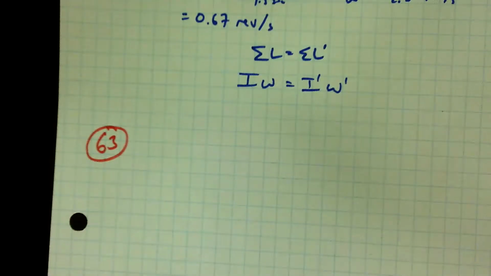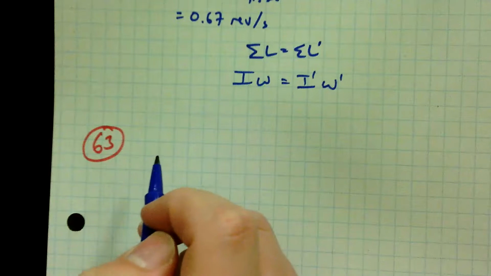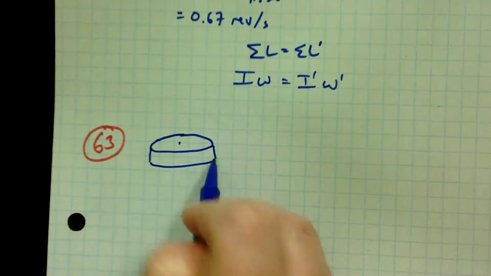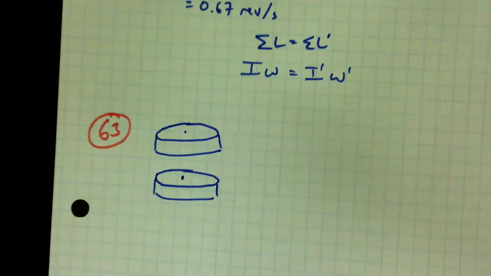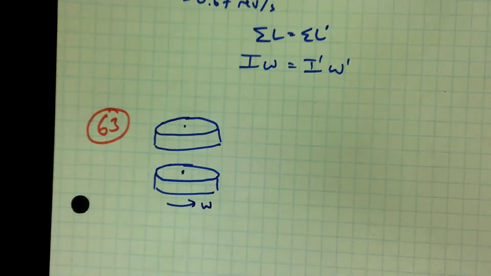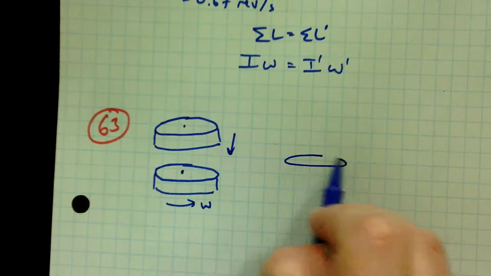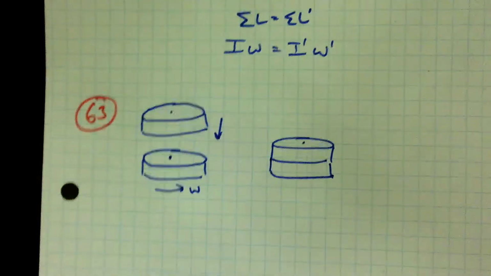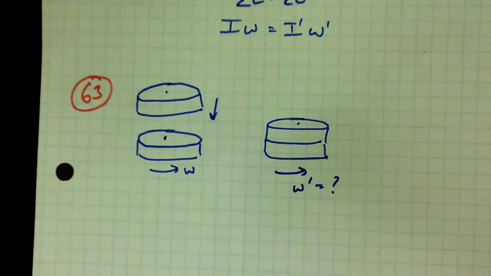A non-rotating cylindrical disk of moment of inertia I is dropped onto an identical disk rotating at an angular speed omega. Assuming no external torque, what is the final common angular speed of the two disks? So the idea is this one's not rotating, this one is, and then this one drops on that one so that now I've got two, and they're going at some speed omega prime that I'm trying to find.